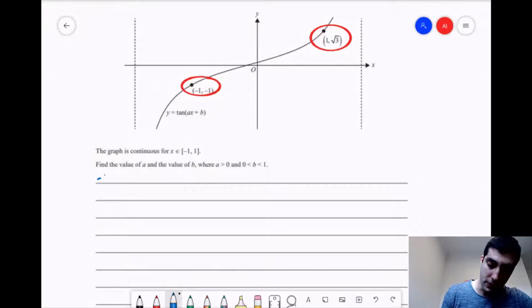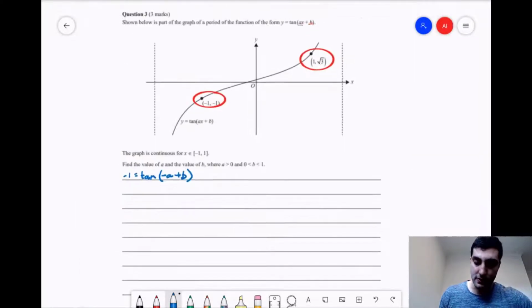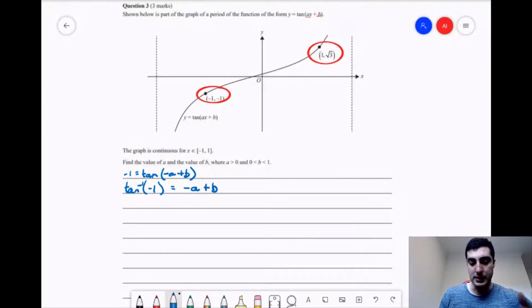So we'll have -1 is equal to tan of minus a plus b. And then there are a couple of ways to go from here, depending on how you like to think about it. We can either take the inverse tan of -1. Inverse tan of -1 is going to be equal to minus a plus b. Or in other words, what angle is required to give us a value of -1?